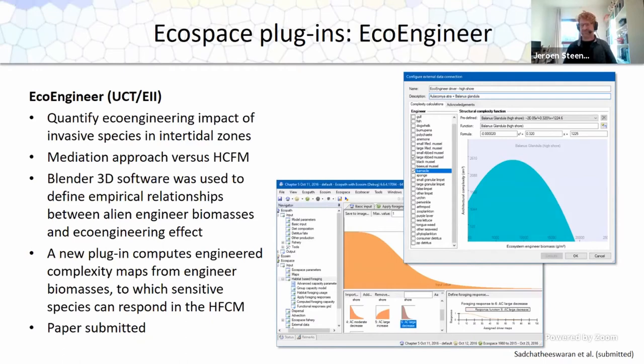But for Ecospace, she wanted to try something else. Rather than using mediation, she wanted to use the capacity model to do this. So basically, we build a plugin that listens to the biomass of EcoEngineer species, and based on her experiments in Blender, would come up with a response curve to those biomasses in order to affect the capacity for species that benefit from the engineering. It's a very cool paper. Hopefully, it will be out soon. And the EcoEngineer plugin is already part of the latest release, so you can look it up in Ecospace.